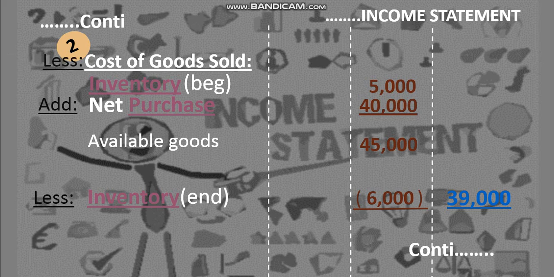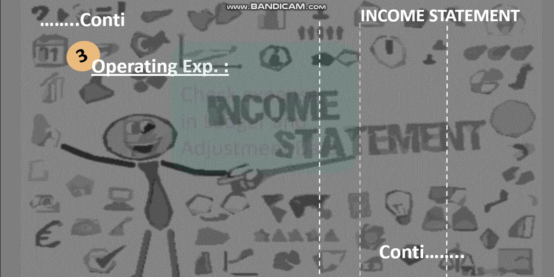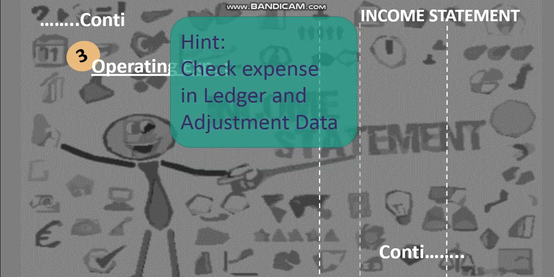Cost of goods sold will be subtracted from the sale, that is 50,000. When we subtract it, we will get 11,000 gross profit. The third component of the income statement is operating expense. Operating expense is the most important part of the income statement. When you find the value of operating expense, remember that we have to find all items of expenses in the ledger and the adjustment data, both places.